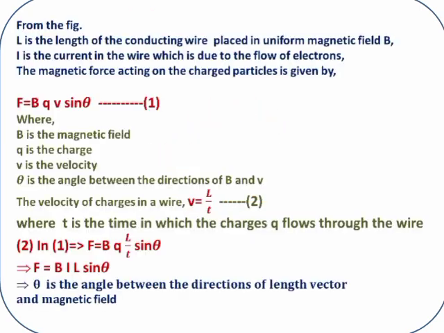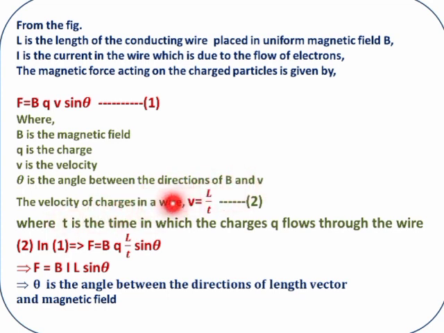Okay, now some more mathematical parts from that derivation. L is the length of the conducting wire, which is placed in the uniform magnetic field B. I is the current in the wire, where we observe the flow of electrons. The magnetic force acting on the charged particles is given by, we know the magnetic force formula, already we learned it in the beginning of this chapter. F is equal to B Q V sin theta, call it equation number 1, where B is the magnetic field, Q is the charge, V is the velocity, theta is the angle between the directions of B and V.